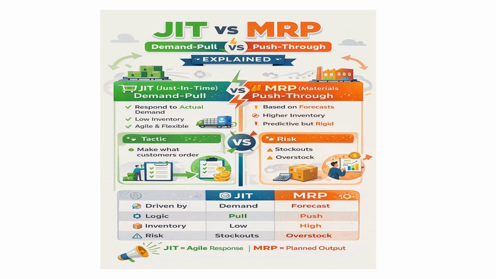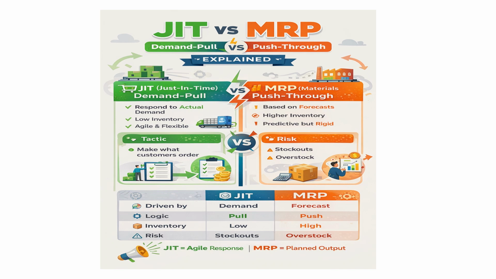Think of a factory producing canned food. They forecast demand for the next 6 months, produce in large batches, and push inventory into warehouses. The biggest risk of MRP is overstock. If forecasts are wrong, inventory builds up before the system can react.